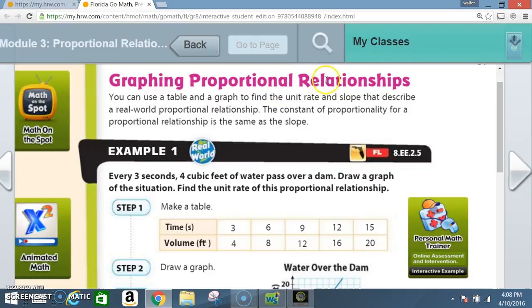Graphing proportional relationships. You can use a table and a graph to find the unit rate and slope that describes a real-world proportional relationship. The constant of proportionality for a proportional relationship is the same as the slope.